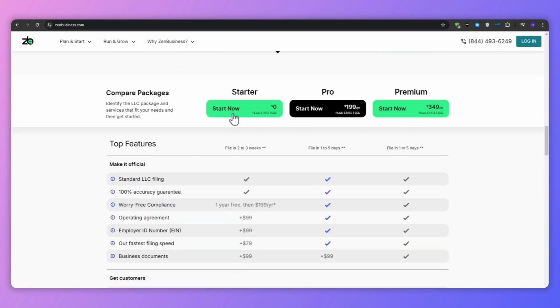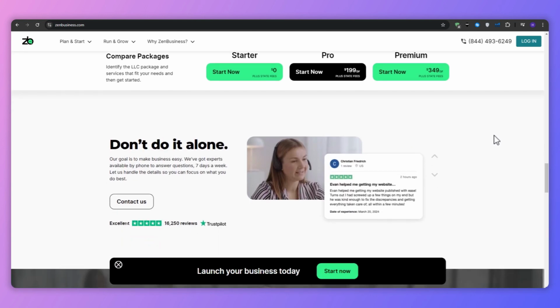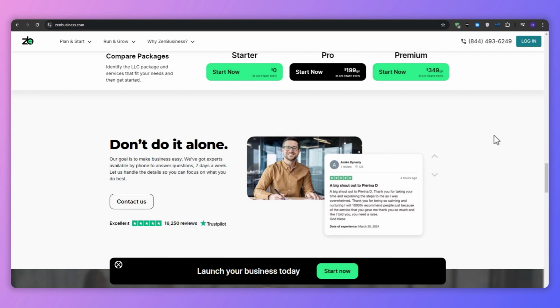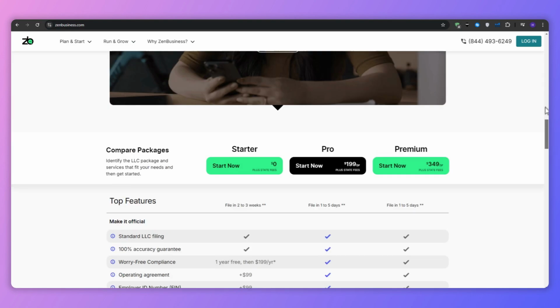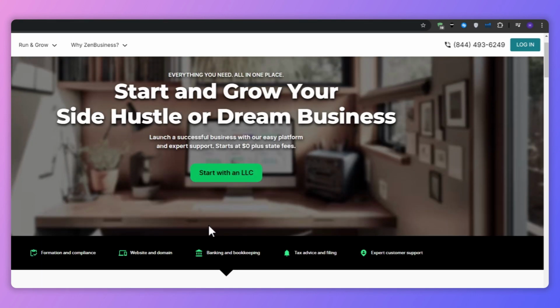Starting with, why should you even consider ZenBusiness? And for that, the reason is simple. Starting a business can be overwhelming. The legal requirements, paperwork, and compliance issues can be stressful and time-consuming. Especially dealing with government offices is always a hassle. And that's exactly where services like ZenBusiness come in. They aim to simplify the process of starting and managing a business, particularly LLCs. They handle the complex stuff so you can focus on what really matters, which is building your business.